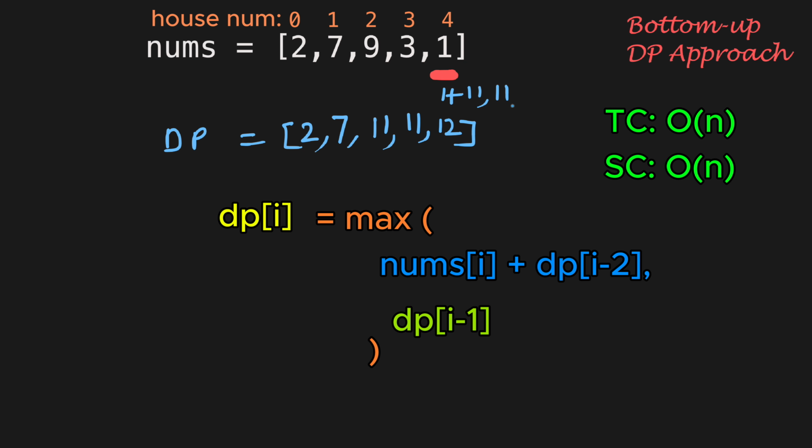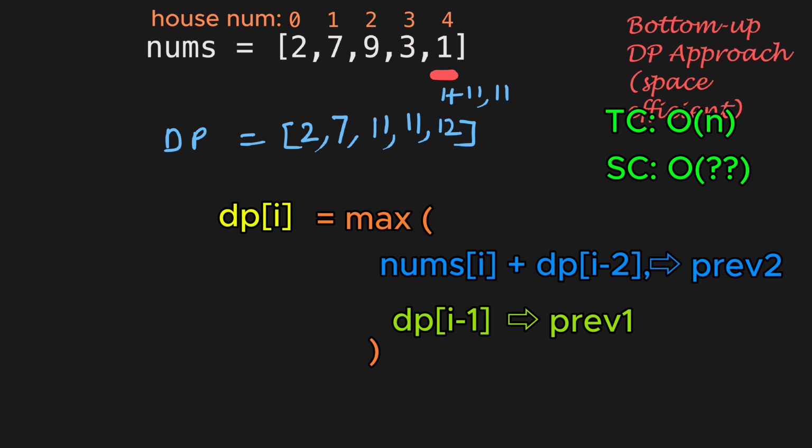in the DP array. But do we really need to use O(n) space for this problem? If we look closely at the recurrence relation, each result DP of I depends only on the previous two values, which are DP of I minus 1 and DP of I minus 2. So instead of maintaining a full DP array, we can optimize space by using two variables, previous one to represent DP of I minus 1 and previous two to represent DP of I minus 2.